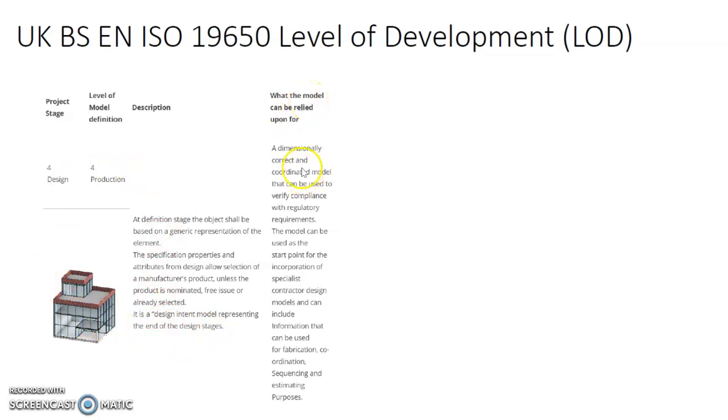Again, it is a dimensionally correct and coordinated model that can be used to verify compliance with regulatory requirements. The model can be used as a starting point for incorporation of specialist contractor design models, and can include information that can be used for fabrication, coordination, sequencing, and estimation purposes. So that is at level 4. Yeah. So let's go on to level 5.